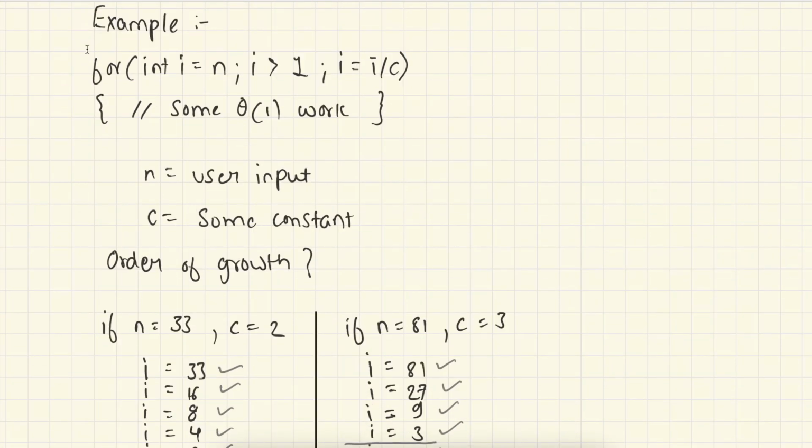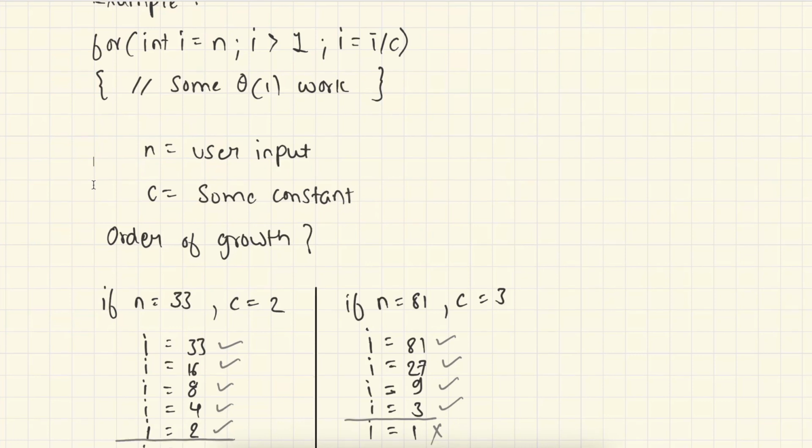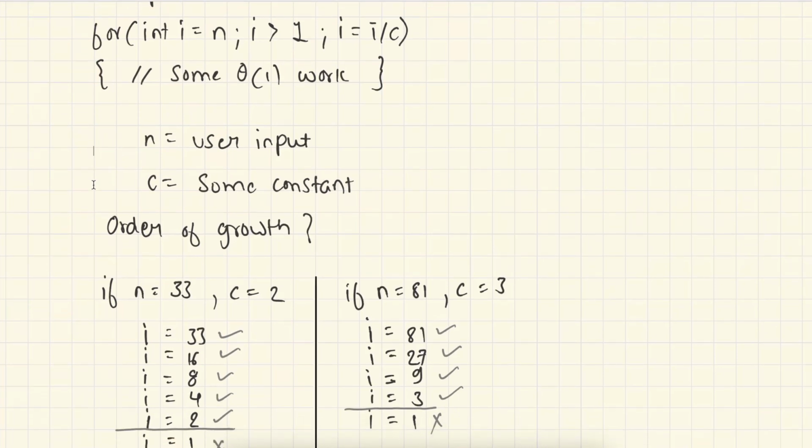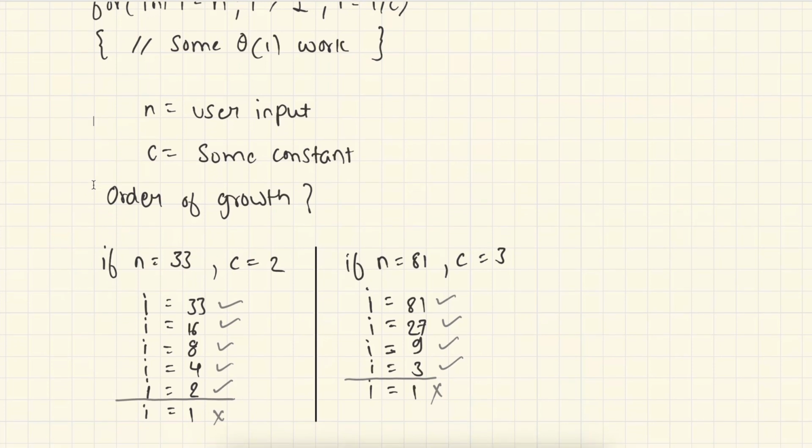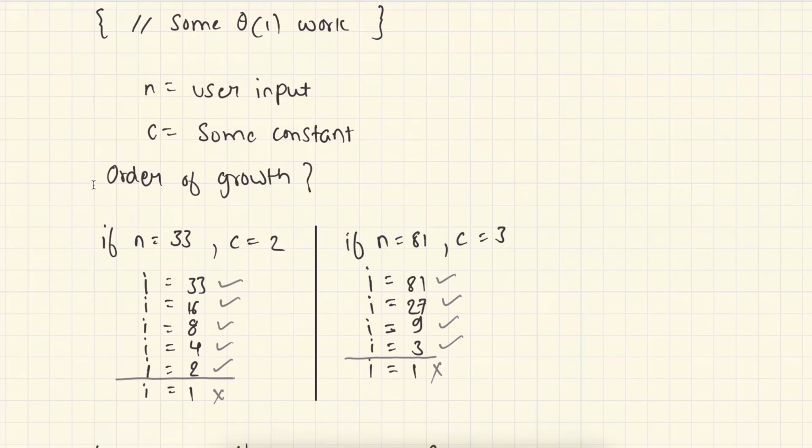This example is the same as the previous example, but the only difference is that we are starting our loop with n and running while i is greater than 1, and we are dividing by c in each iteration, and inside this loop we are doing a constant operation. As in the previous example, our n is going to be a user input. It could be anything, a smaller or larger number, and our c is going to be some constant. So what is the order of growth of this for loop?